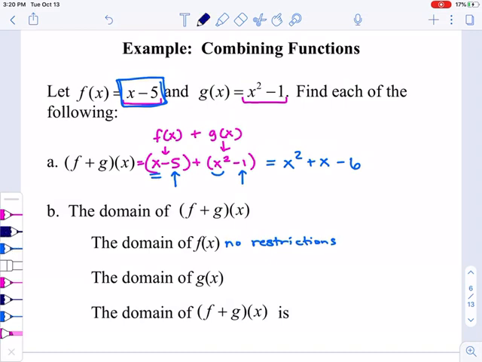If I then look at my domain of g of x, I have x squared minus 1. Is there any limitation to x squared minus 1? Well, there's no denominator. I'm not taking a square root of what could be a negative. So in this case, there's also going to be no restrictions. If I look at my new function, my f plus g times x, is there any limitations with x squared plus x minus 6? If there's no limitation and no restriction on f, and there's no limitation or no restriction on g, there's probably not going to be much limitation on x squared plus x minus 6. So what is our domain going to be? Well, every number that's from negative infinity to positive infinity.